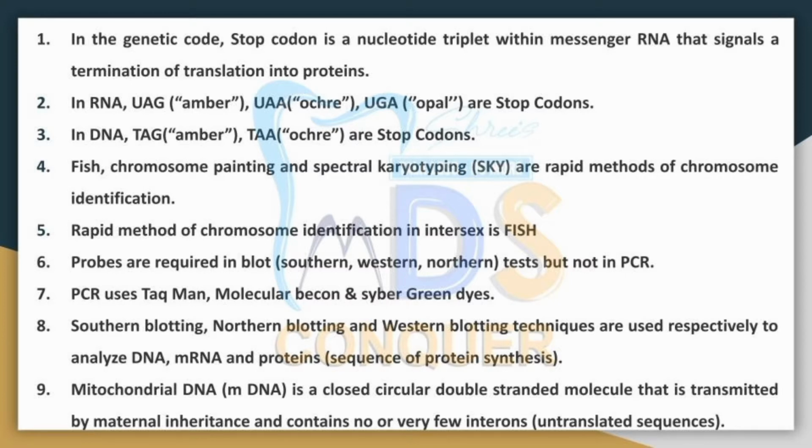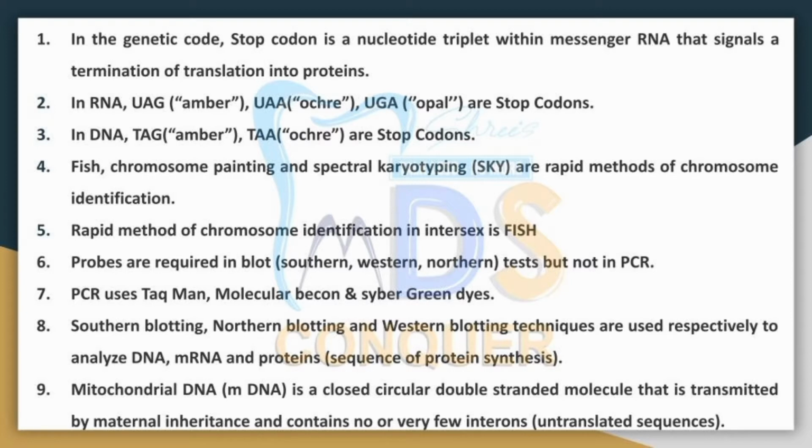Point number 4. The FISH, chromosome painting and spectral karyotyping are rapid methods of chromosome identification. Point number 5. The rapid method of chromosome identification in interphase is fluorescence in situ hybridization. Number 6. Probes are required in Southern blot, Western blot and Northern blot tests but not in polymerase chain reaction. The PCR uses TaqMan, molecular beacon and SYBR Green dyes.